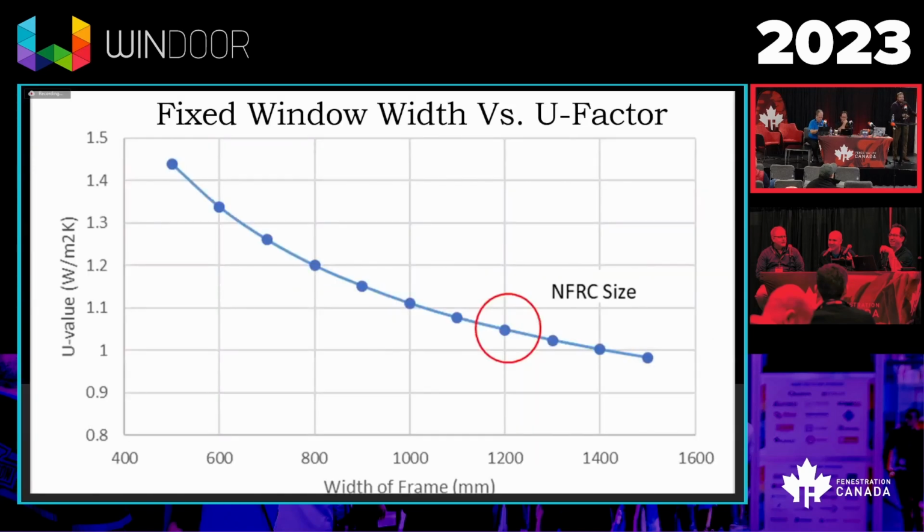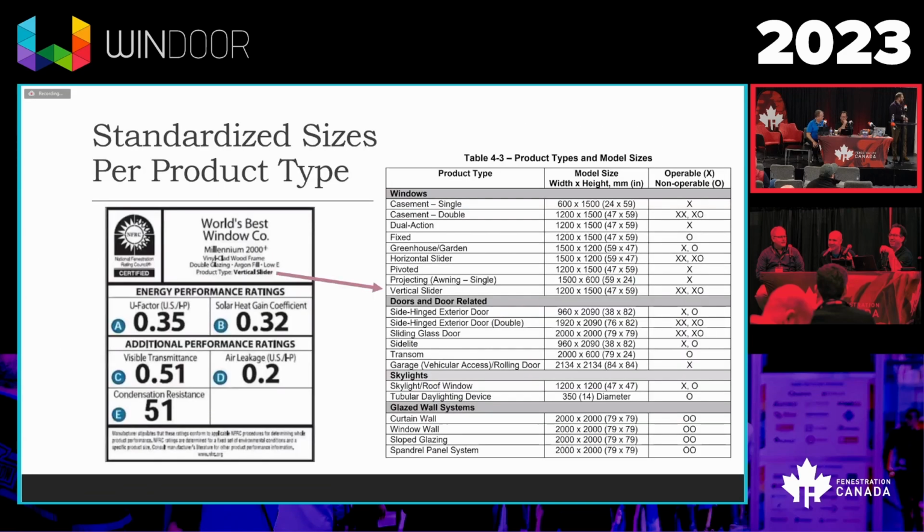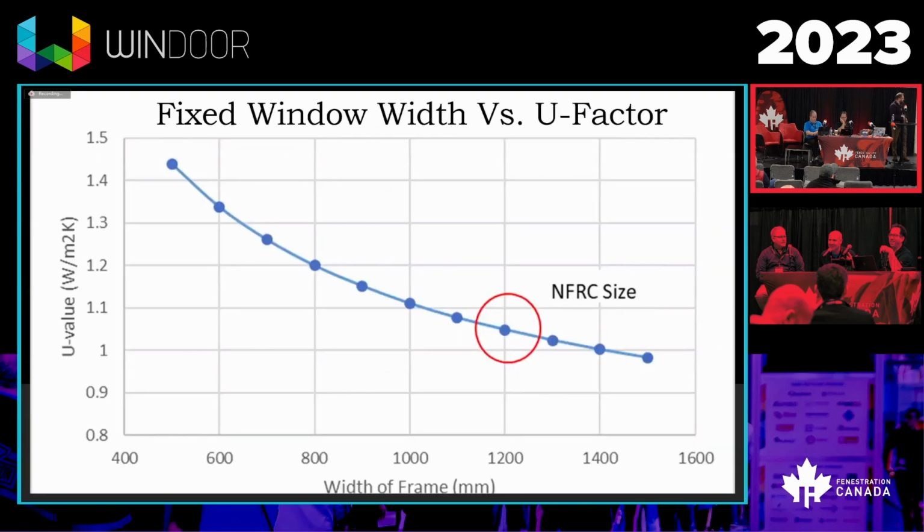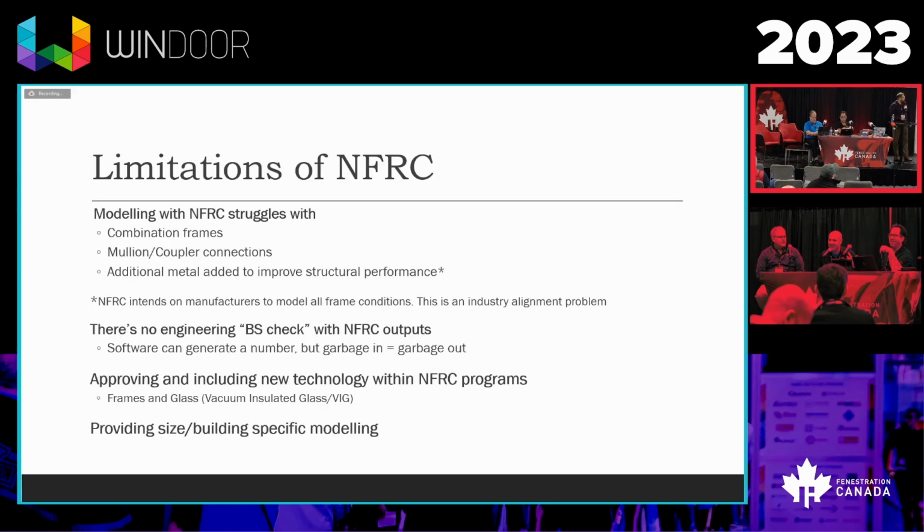We did a quick model where we took a typical fixed window and only changed the width of the frame. A typical fixed window is 1200 by 1500, and we just manipulated it at 400, 600, 800. And you see you get a totally different value if your size changes. That's just how it works.